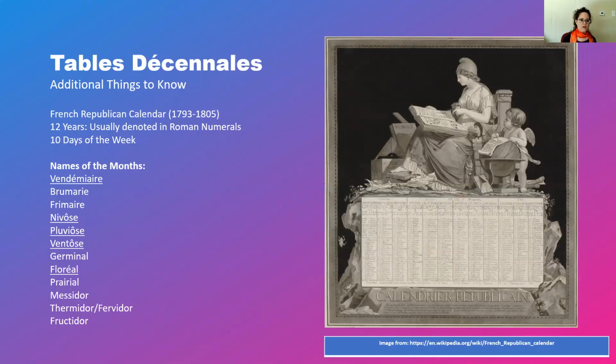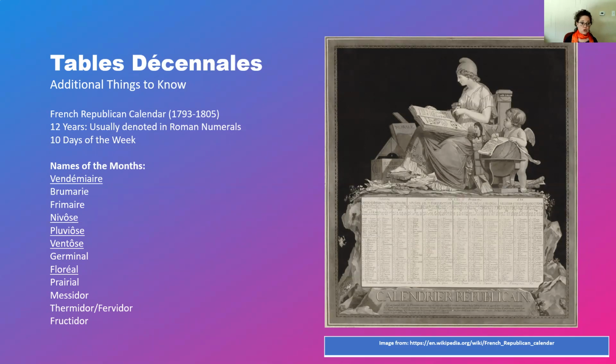Okay, another thing to know before we move on to the actual records is there is what is called the French Republican calendar. It was used in France from 1793 to 1805. This was a result of the French Revolution. They wanted to get rid of everything that was typical to the way things were before the revolution. And so they even changed their calendar. So be aware of that.